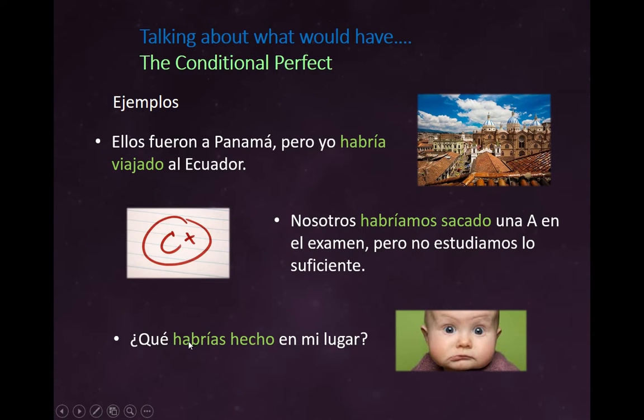There's the form of have. You would have, habrías. And there's the word done. Hecho is the past participle of the verb hacer. ¿Qué habrías hecho en mi lugar? What would you have done in my place?